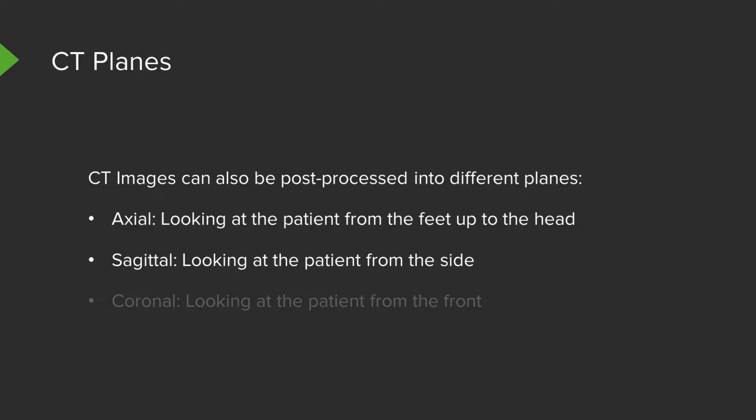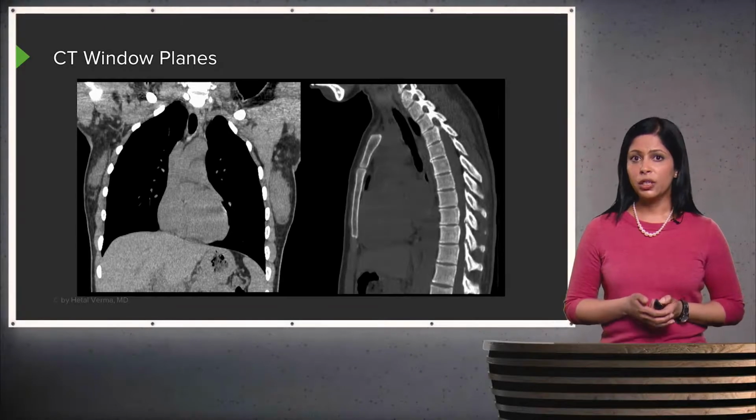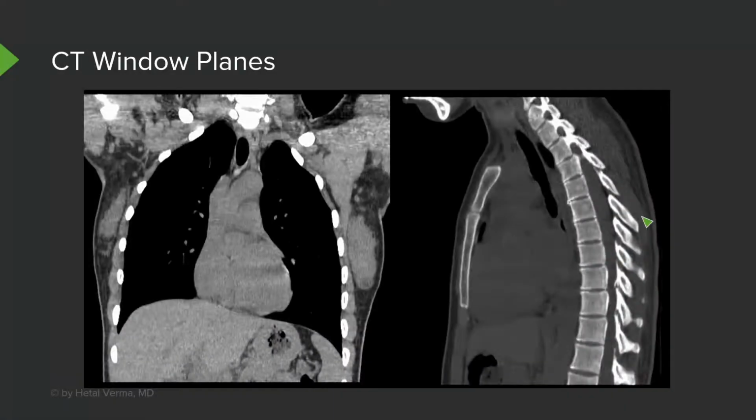Sagittal images actually look at the patient from one side to the other, and I'll show you an example. Coronal images, or the third different plane, is looking at the patient from the front to the back. So let's take a look at an example of sagittal and coronal images. So this here is an example of a sagittal image. You can see that it's looking at the patient from one side to the other. This is anterior, and this is actually the sternum. This here is posterior, so you can see the thoracic vertebrae, and you can see the spinous processes.